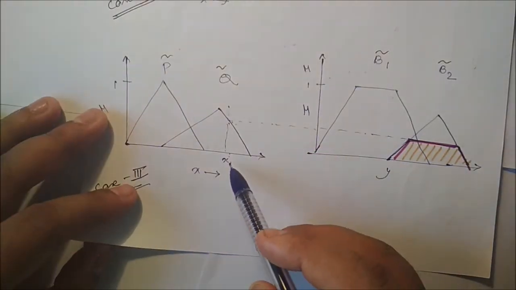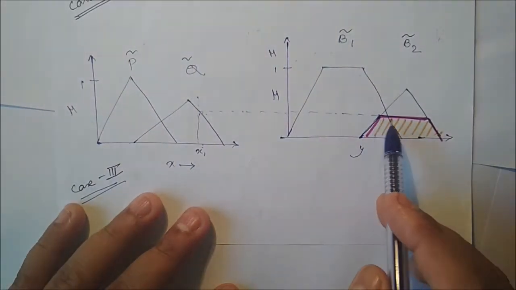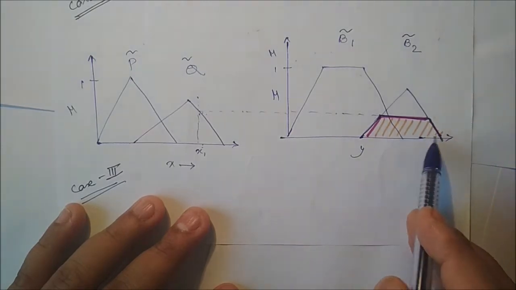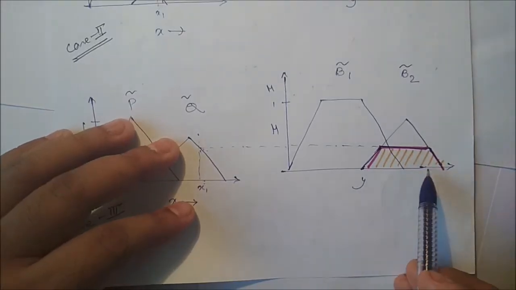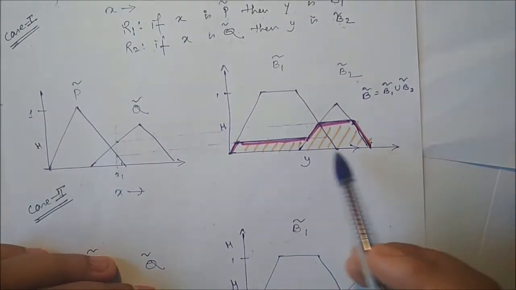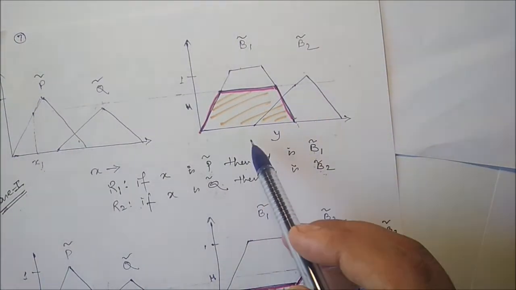Third, if x1 intersects with only Q, then we have to consider only the B2 part. So this is our fuzzy set, the fuzzy output. Here also this is the fuzzy output, and we need one crisp output. Here it is a fuzzy output, and we need one crisp output.